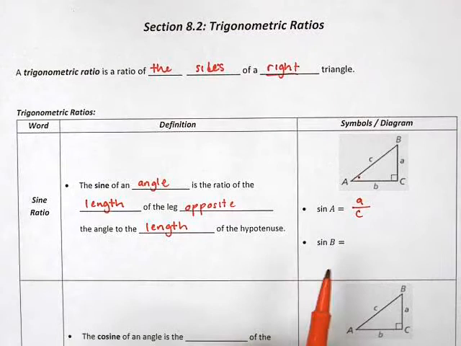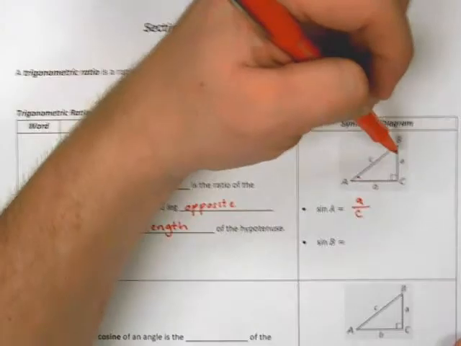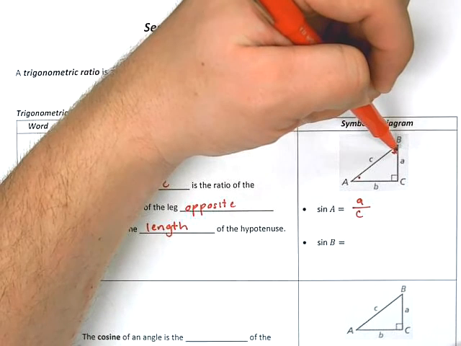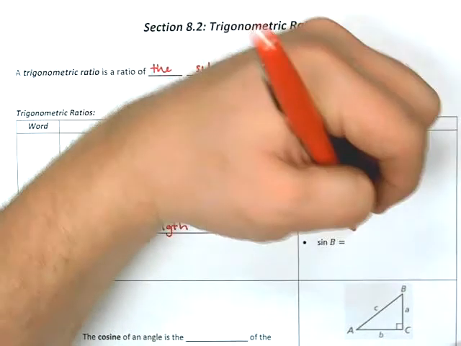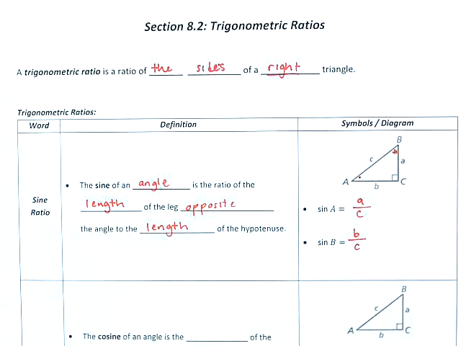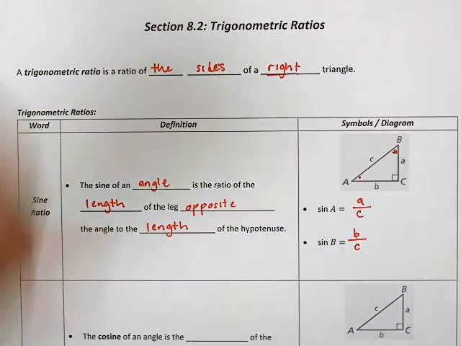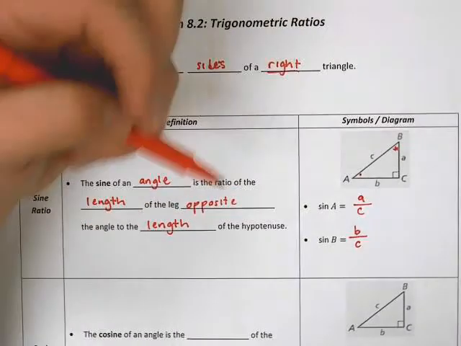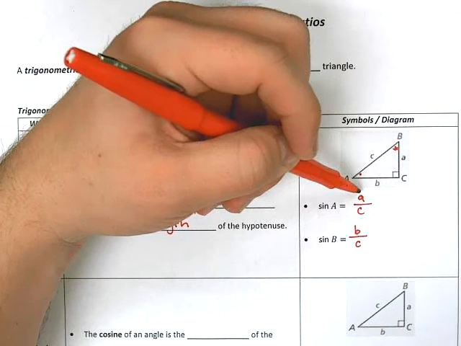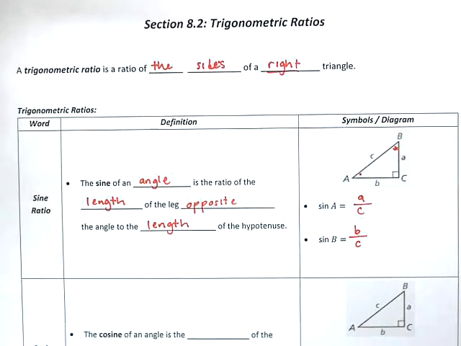If we wanted to change this angle and talk about angle B instead, well, now the opposite leg has a length of B, and the hypotenuse is still C. What's really important is that when we're looking for sine, we're always using the opposite leg and the hypotenuse.